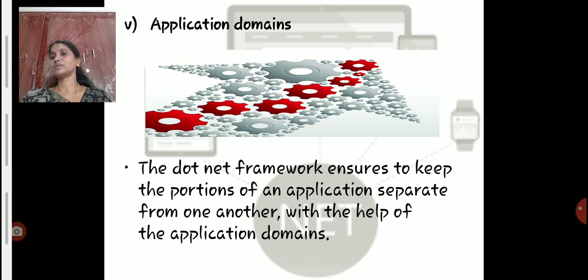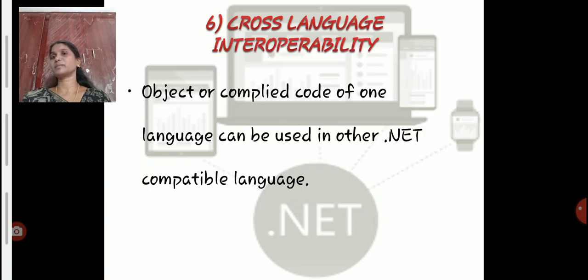Then application domains. The .NET framework ensures to keep portions of the application separate from one another with the help of application domains. The whole application cannot be given, so it will be divided into portions. Some portions relevant to the context will be given for the current usage, then it will be taken back again. So that is called application domains.